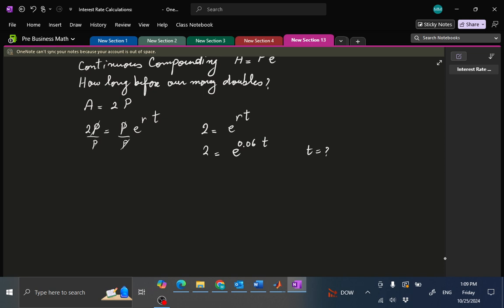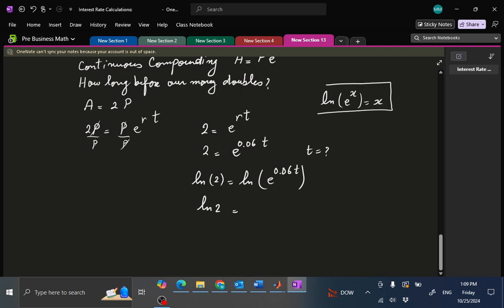Well, we take the logarithm of both sides. So the logarithm of 2 is equal to the logarithm of the exponential of 0.06t. We know from a prior lecture, the logarithm of the exponential of x is just x. Logarithm and exponential are inverse functions of each other. Same way that the cube root of x cubed is x, because cube root and cubing are inverses of each other. If they apply in sequence on the same number, then the final number is the same as your starting number. Same way here, the logarithm of the exponential of 0.06t is just 0.06t.